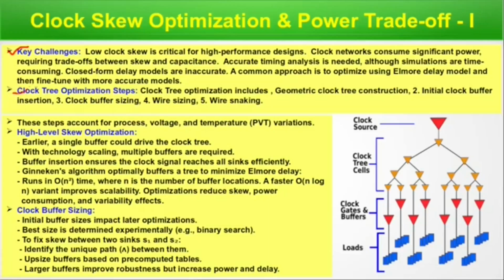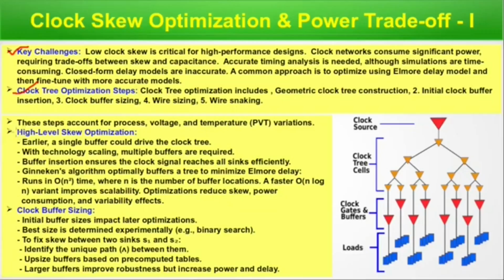Now, clock tree optimization steps. There are multiple steps in that. First is geometric clock tree construction. Initial clock buffer insertion, clock buffer sizing, wire sizing, and wire snaking. So these steps account for process, voltage, and temperature variations.